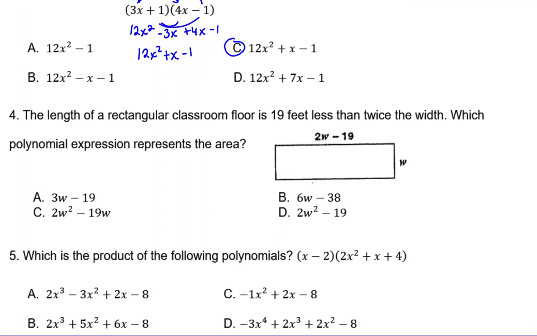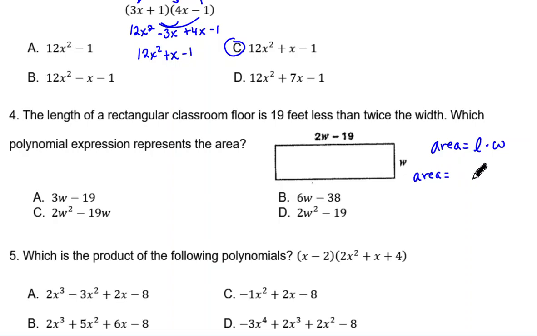All right, the length of a rectangular classroom floor is 19 feet less than twice the width. Which polynomial expression represents the area? So we know that the area is equal to the length multiplied by the width. It says the length is 19 feet less than twice the width. So you have your width and then you have 2w minus 19. So we can go ahead and create a polynomial out of this.